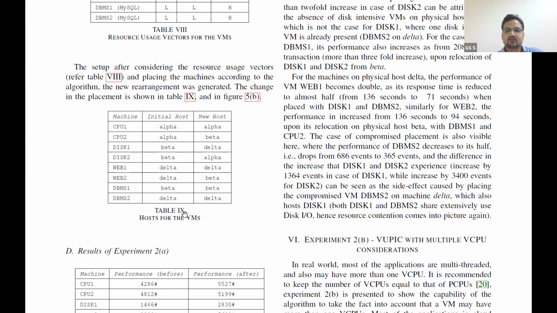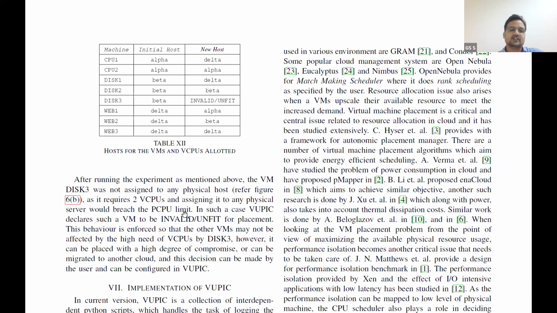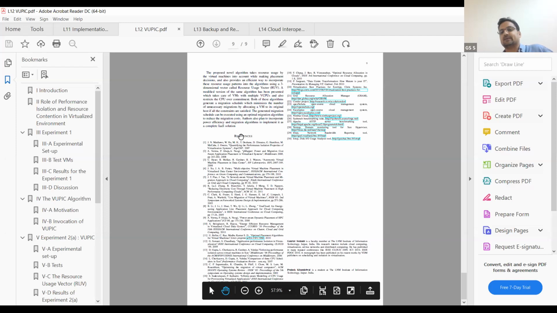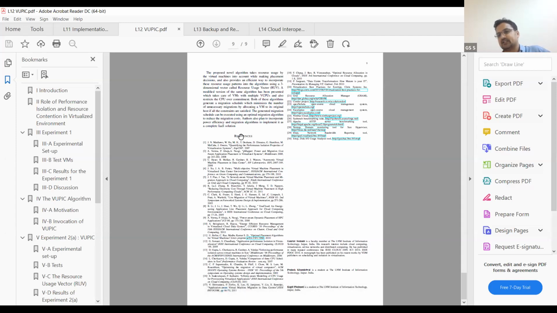So this is the paper. Those who are interested can read this. This is an interesting work. You can even repeat these experiments to see how virtual machine placement should happen. This is a realistic experiment on real machines which has happened, right?